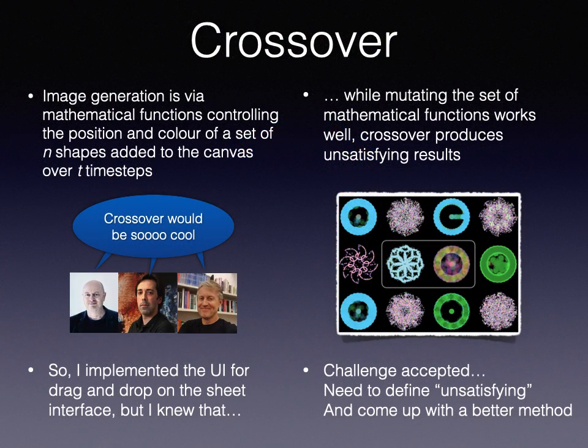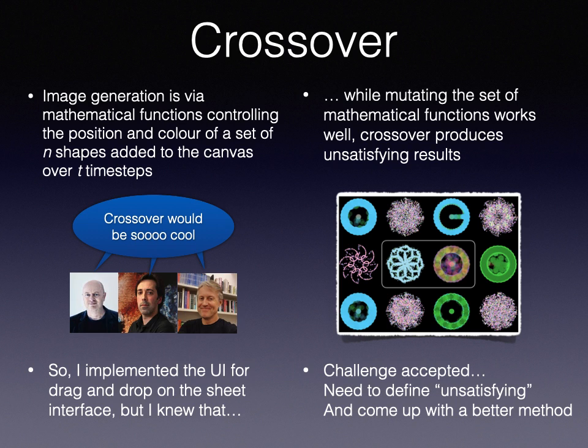2.5 minutes, that demo, and you can see we achieved a lot. Lots of running around and gorging on images, just like in Wonka's Chocolate Valley. So image generation is done via mathematical functions which control the position and color of a set of n shapes added to the canvas over t time steps. And this is highly susceptible to crossover and mutation.